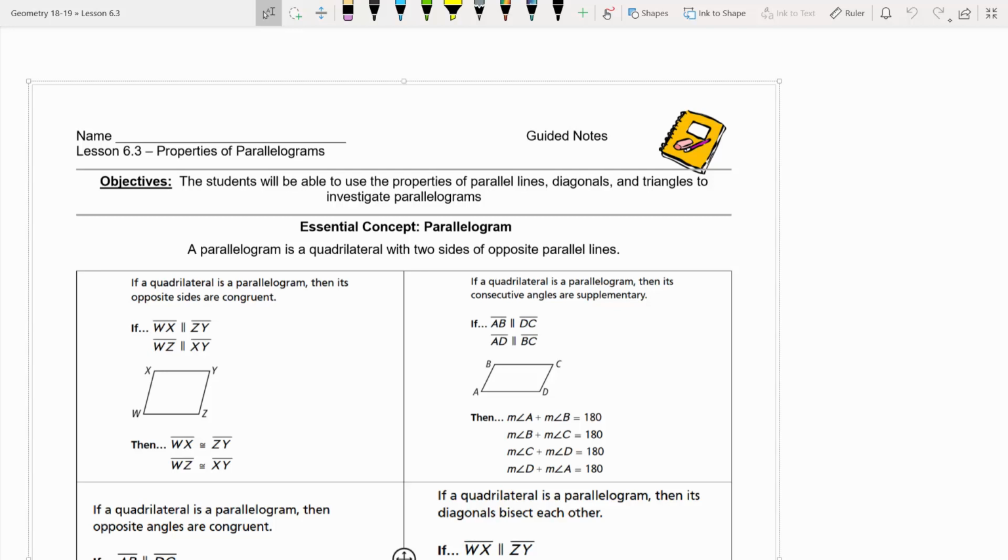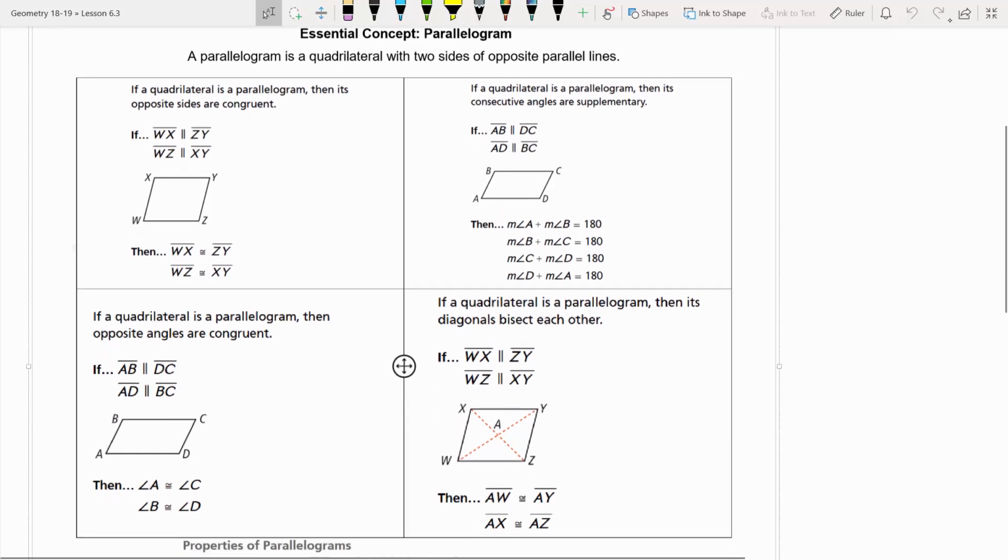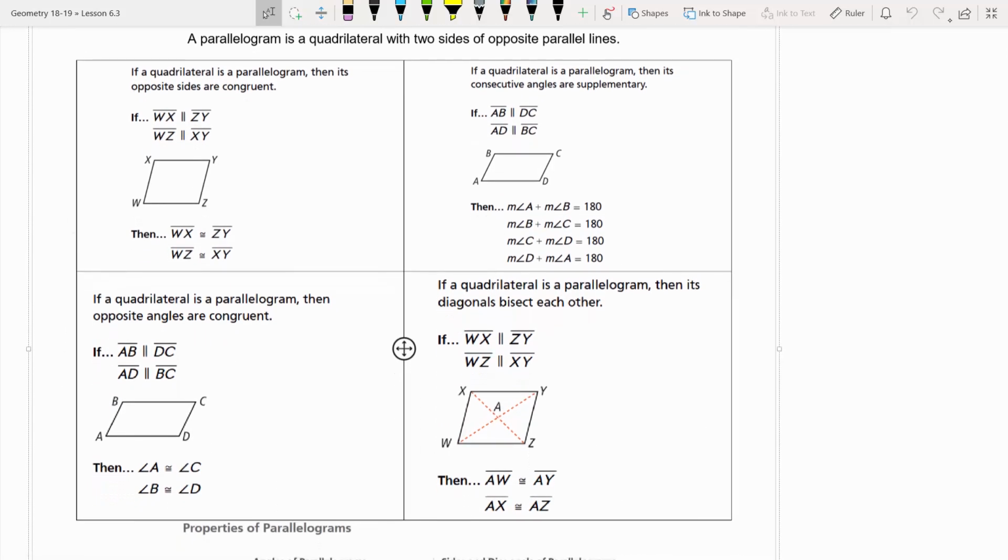The second half is where we're actually going to put it into practice. So there are 4 pieces of information here that we're going to step through. The first thing is, if we know that a quadrilateral is a parallelogram, or a 4-sided figure with 2 sets of opposite parallel sides. Okay, so the first thing we're going to need to know about our parallelograms is that our opposite sides are parallel.